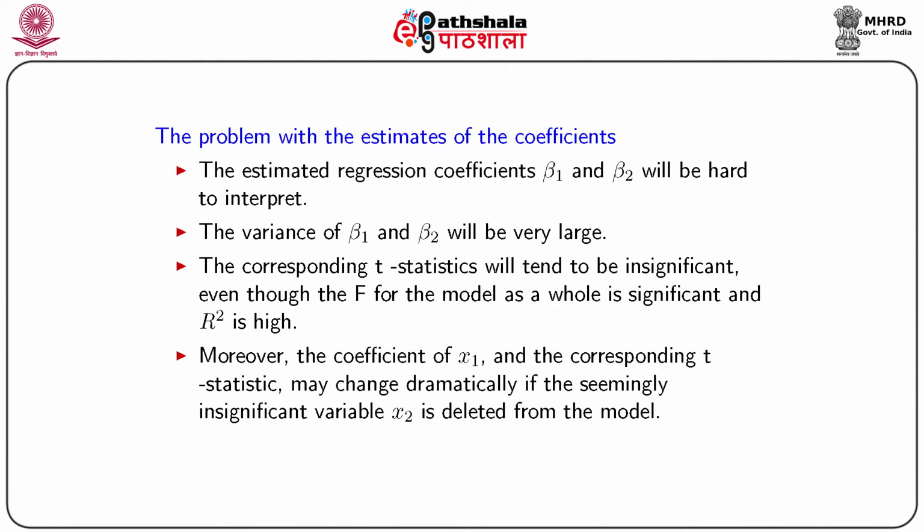The estimated regression coefficients beta 1 and beta 2 will be hard to interpret in such cases. Now the variance of beta 1 and beta 2 will be very large in case of multicollinearity. So the corresponding t statistic, which is nothing but the estimate of the beta divided by the standard error, will tend to be insignificant because we are dividing by a very large number, which is the standard error.